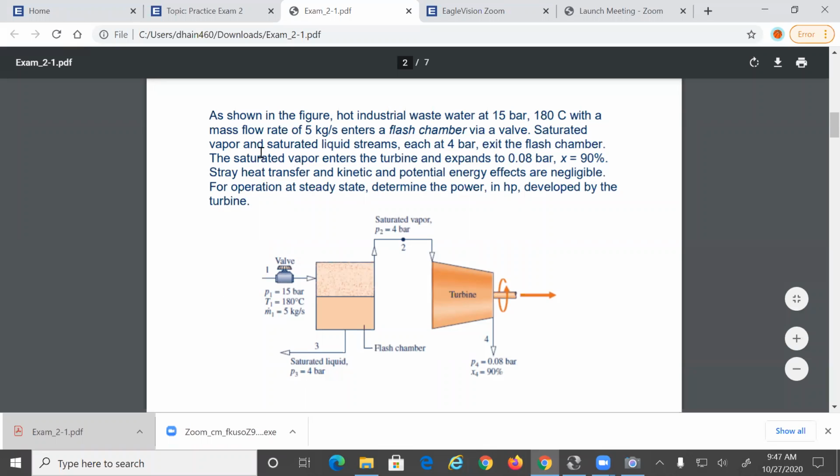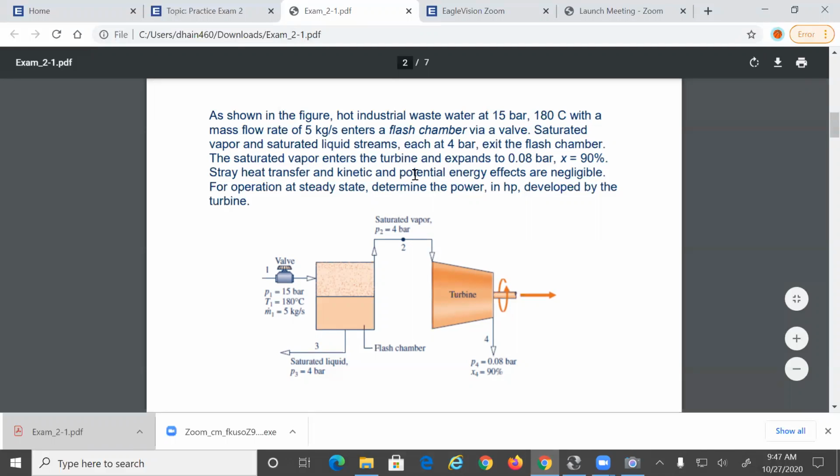Saturated vapor and saturated liquid streams, each at 4 bar, exit the flash chamber. So they are saturated vapor on this side, saturated liquid on this side, but the pressure is the same. So this is a constant pressure, no? Yeah? Okay. And remember, the enthalpy here is the same as the enthalpy here. So that should help.